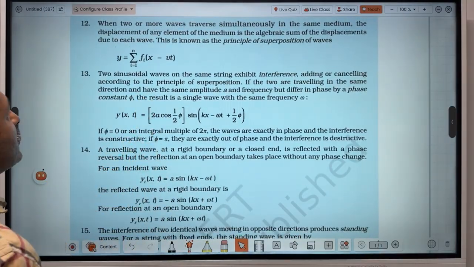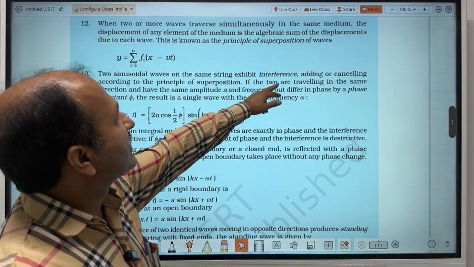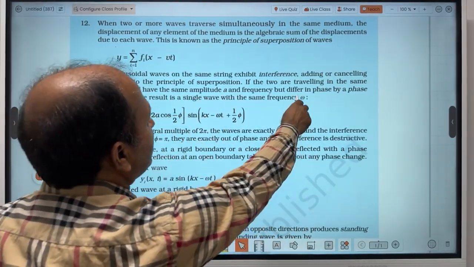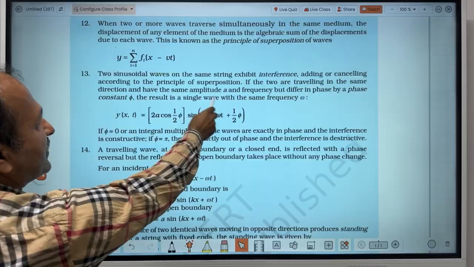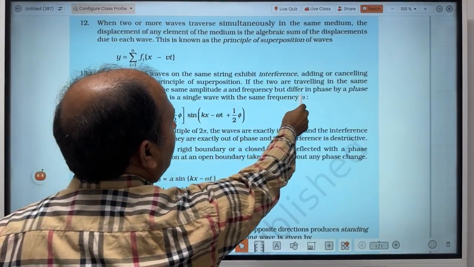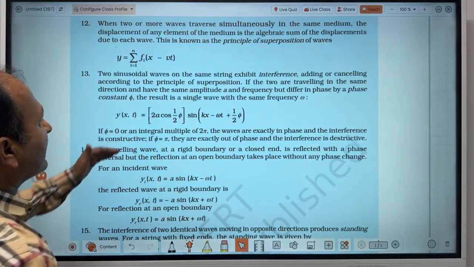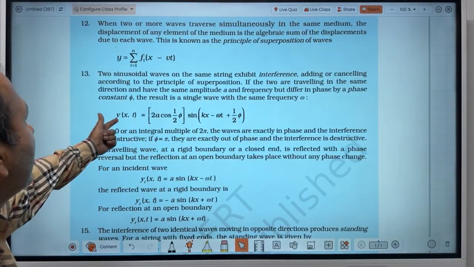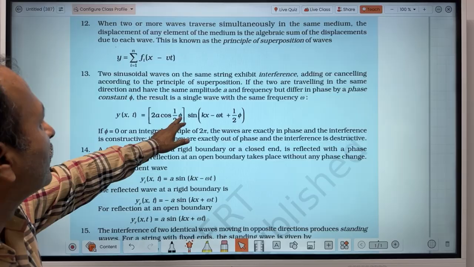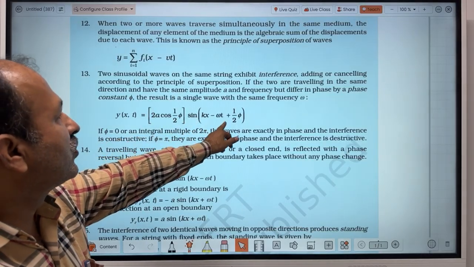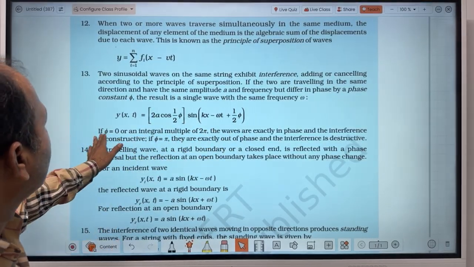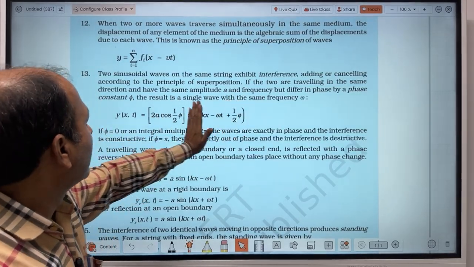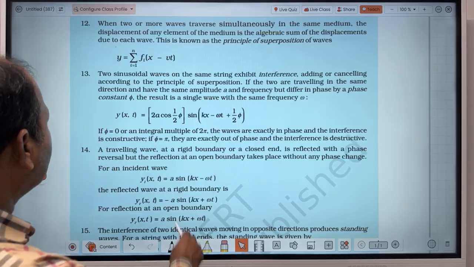Now two sinusoidal waves on the same string exhibit interference, adding or cancelling according to the principle of superposition. If two waves are traveling in the same direction and have the same amplitude a and frequency but differ in phase by phase constant φ, the resultant is a single wave with the same frequency ω, and its equation is y(x,t) = 2a cos(φ/2) sin(kx − ωt + φ/2). Here 2a cos(φ/2) is the amplitude. If we put φ = 0, then the cosine term becomes 1, and we get a simple equation.